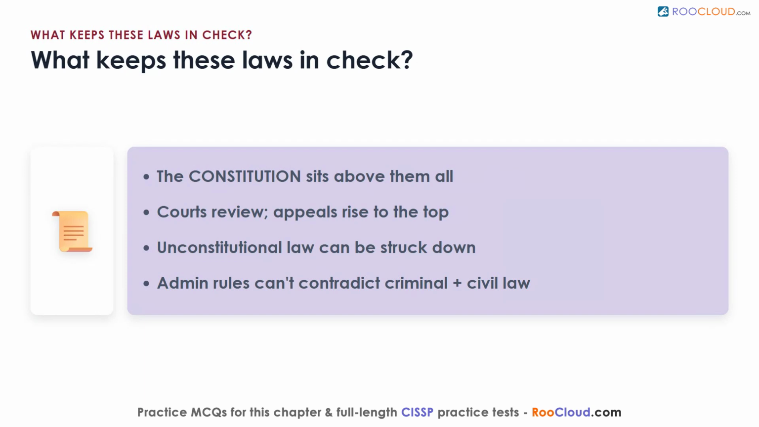What keeps all of these laws in check? A single supreme authority sits above them all, the Constitution. Every criminal, civil, and administrative rule must obey it. Courts review laws for constitutional problems, with appeals rising all the way to the highest court. If a law violates that supreme authority, a court can strike it down and make it void. And administrative rules face an extra limit. They can never contradict the criminal and civil laws already on the books. So the whole system stacks neatly with the Constitution on top.